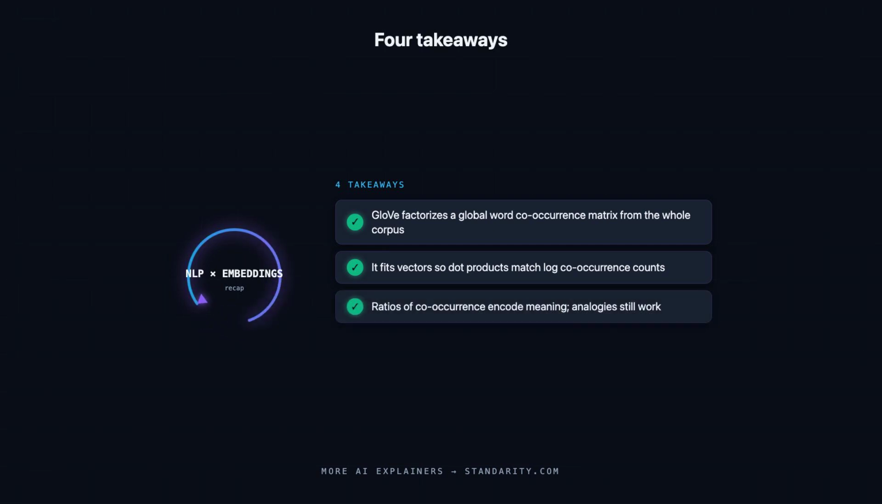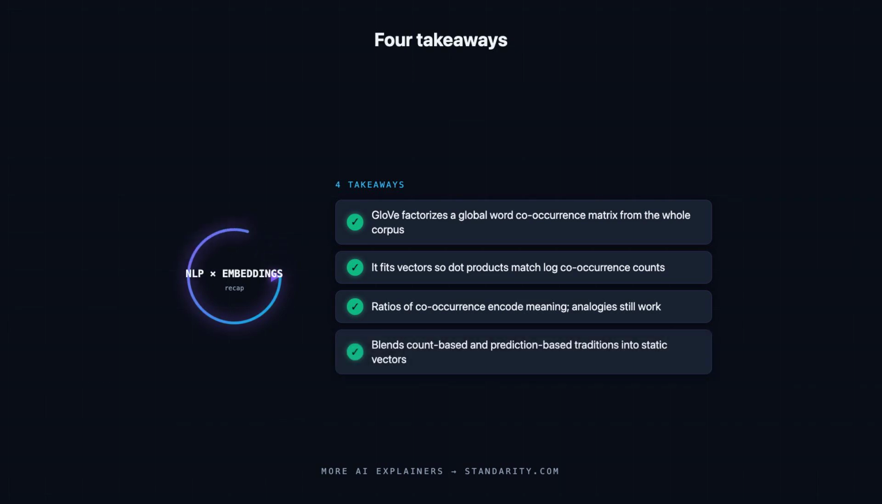Its key insight from Pennington, Socher, and Manning is that ratios of co-occurrence encode meaning, blending count-based statistics with the analogy structure of prediction-based methods. Much like its predecessor, GloVe produces static vectors, one per word, and its pre-trained downloads became a staple of NLP projects before contextual models arrived.